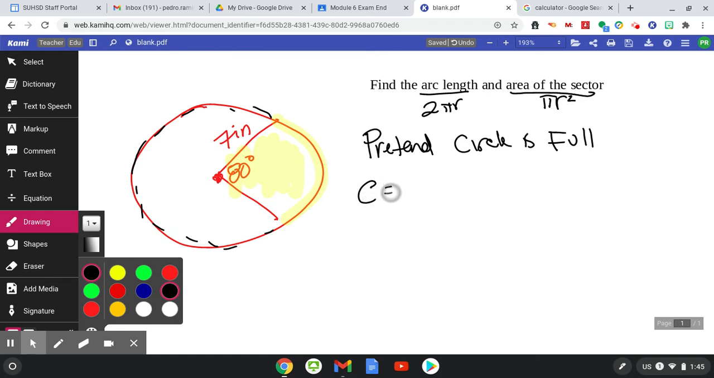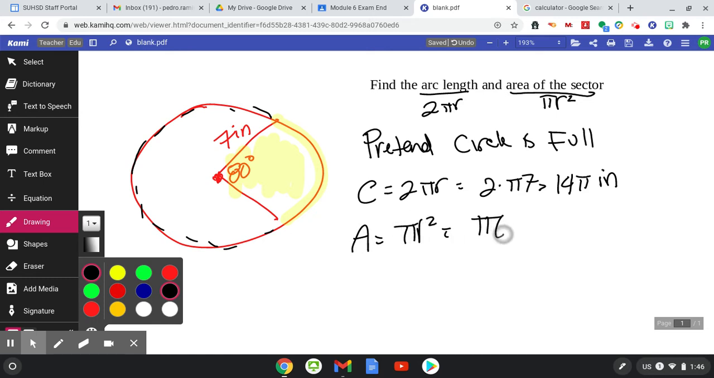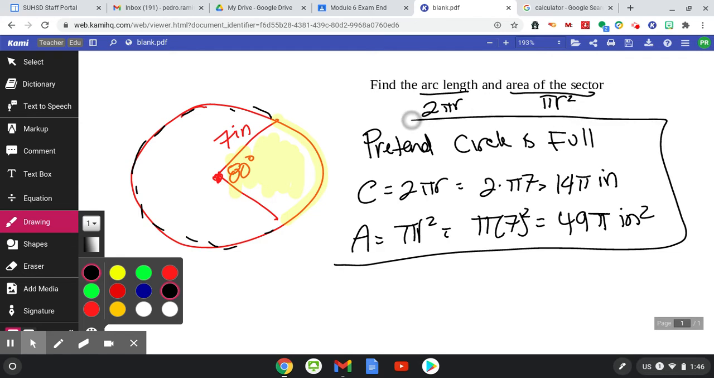So the circumference equals 2 pi r. R is 7 in this case, so this is equal to 2 times pi times 7, which is 14 pi, and then the units are inches. The area is pi r squared, which is pi times 7 squared, which is 49 pi, and then the units are inches squared. Now, this would be our answer if our circle was full, but it's not.